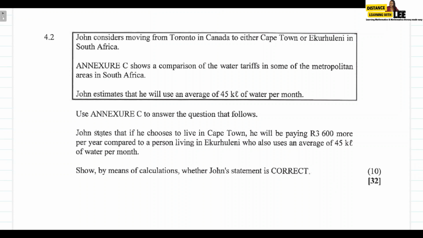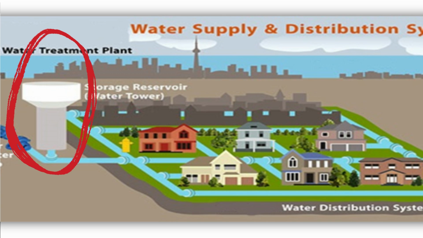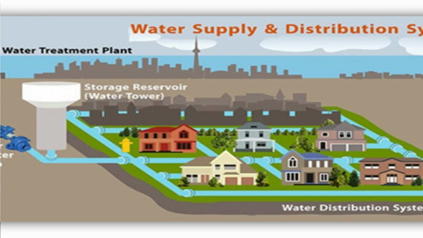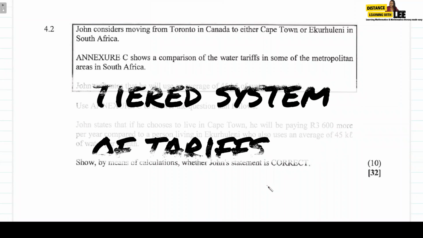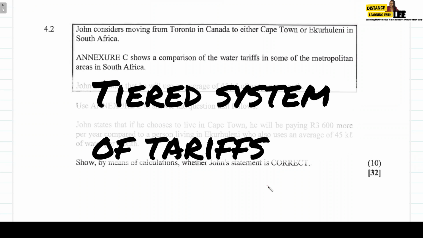Before we get started with having a look at the question that is given to us here, let me just give you a brief explanation of what water tariffs is about. As you all know, water is supplied to our homes by a network of water pipes from a water source. And when you use that water, you will be billed according to a tiered system of tariffs. So what is a tiered system of tariffs?